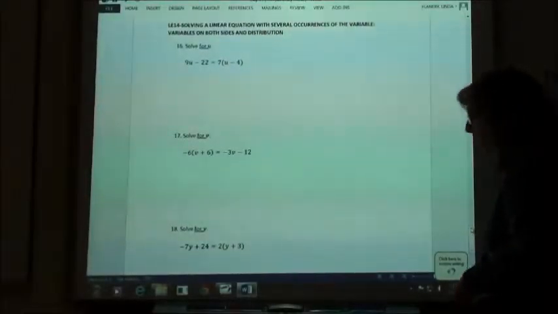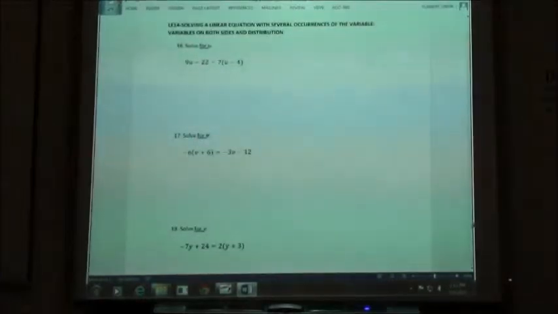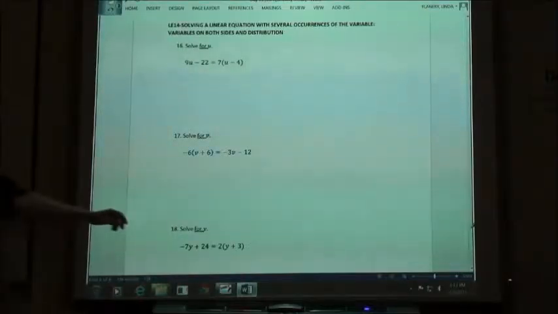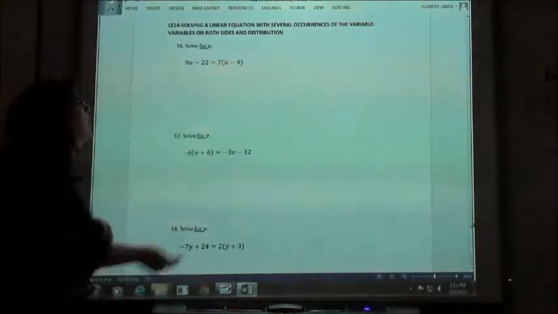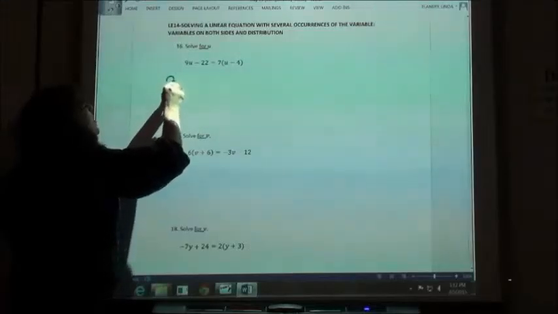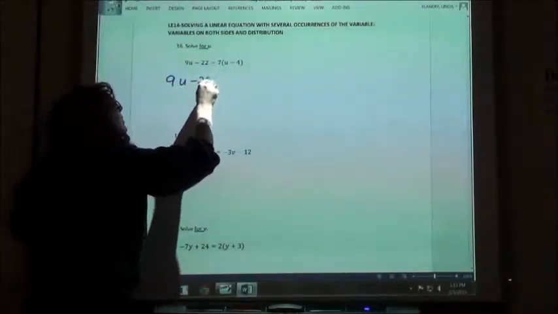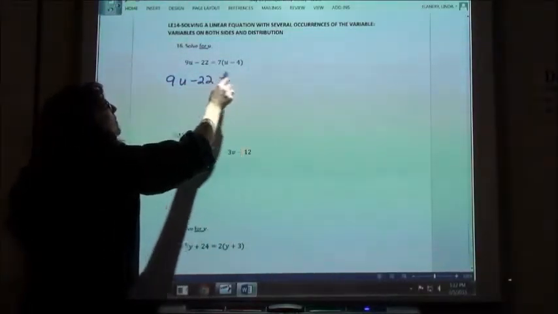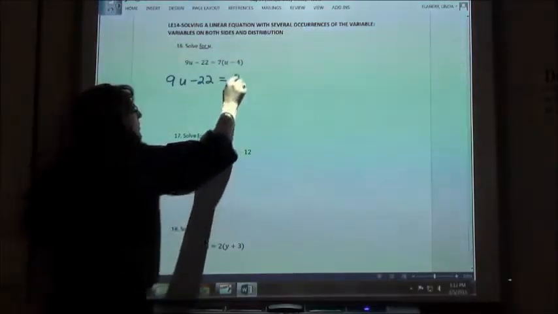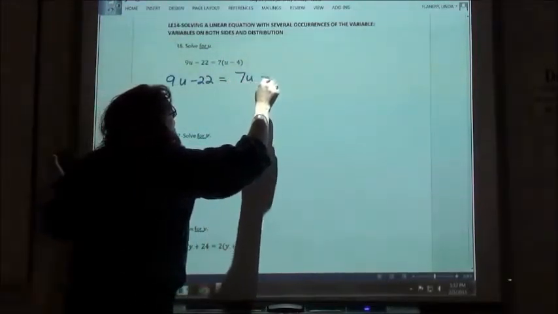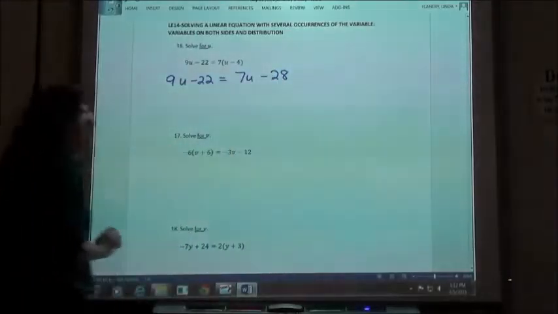Now we have some where we're going to have variables on both sides instead of variables just on one side. Again, we have the parentheses, so we know anytime we see those, we got to get rid of those and use our distributive property like we did before. So we're going to do that side. This side is going to stay the same for now. 9u minus 22 is going to equal, and if I multiply times 7, 7u minus 28, right?